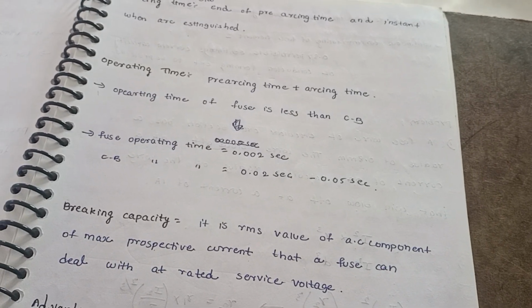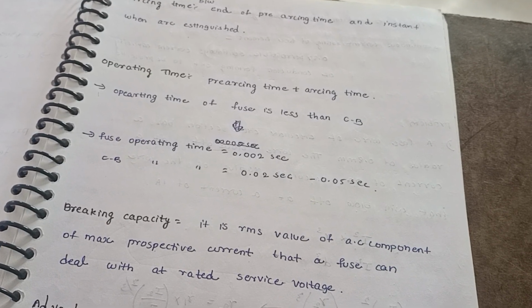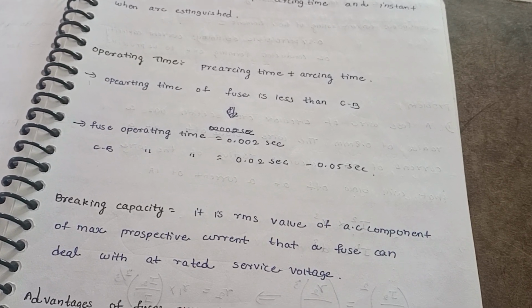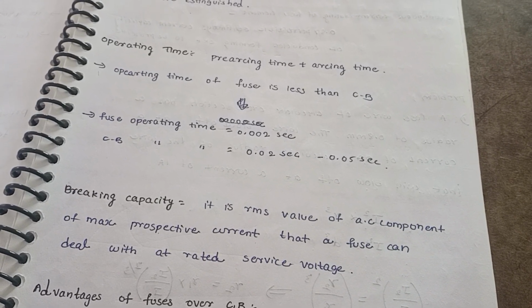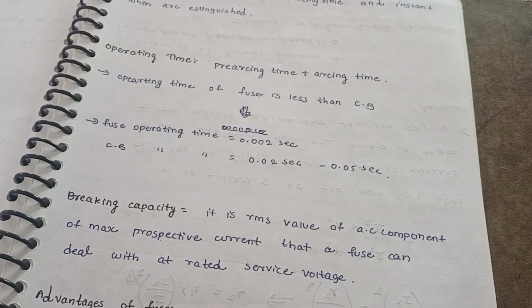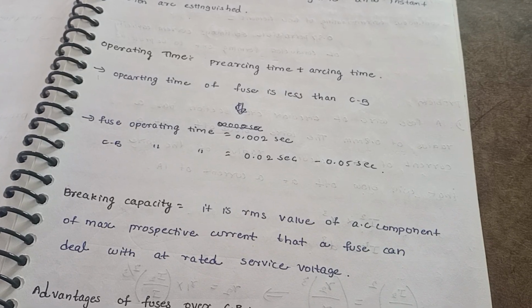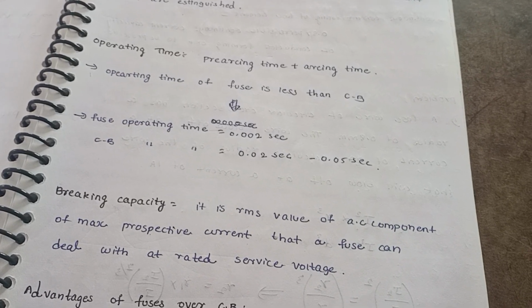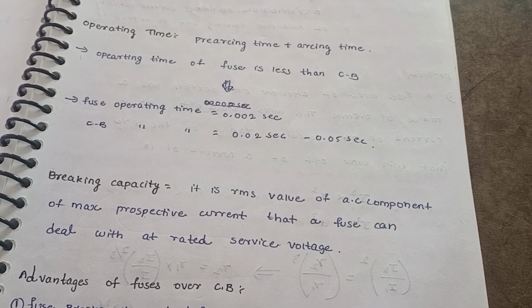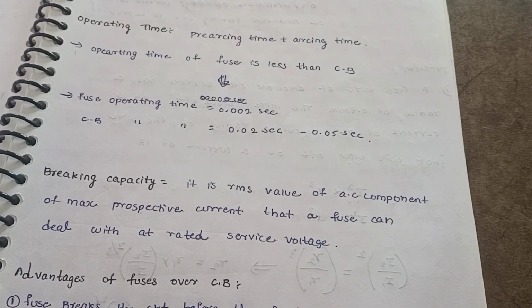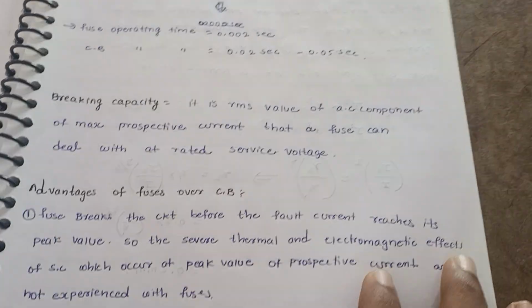The fuse operating time is less than that of the CB, so the fuse can be more effective than the CB. When they ask which device has the lower operating time, with options like fuse, circuit breaker, isolator, switches, we need to answer the fuse. Fuse has an operating time of 0.002 seconds, but CB has an operating time up to 0.05 seconds.